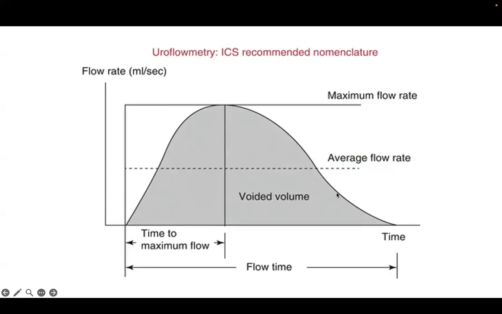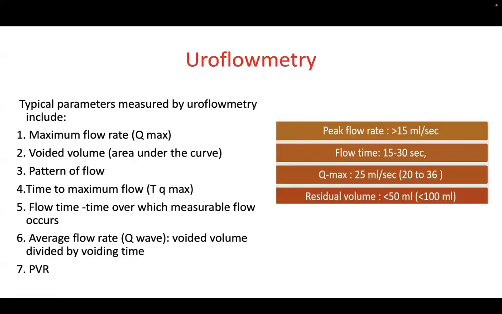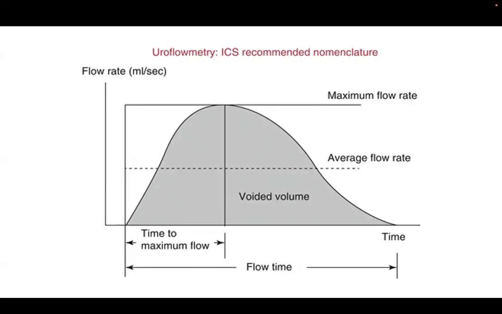This is a typical bell-shaped graph, and the total area inside the graph is the voided volume, and the time required from the start to the end of the graph is the flow time. The normal flow time is 15 to 30 seconds. The maximum flow rate is the Qmax. It is the highest height of the graph, and the time required for it is the time to maximum flow.